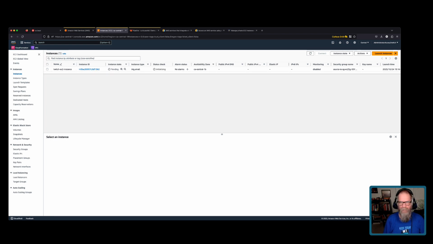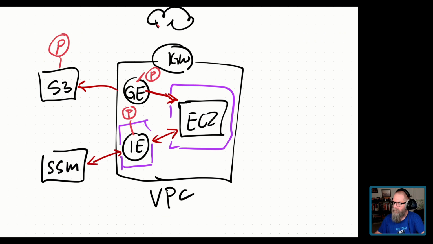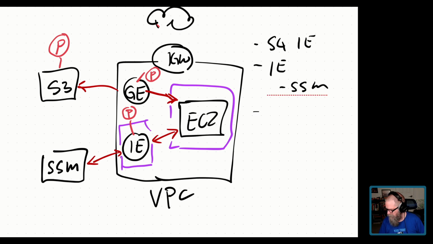Okay. So if I look at our diagram again here, I already forget what we have to deal with. So let's go back over here. If we think about a list of work items, we need an SG for our interface endpoint. We need the interface endpoint, and we're going to create one for SSM. And then we need to figure out a way to test this. The first thing we've done already, because we've got our security group for our interface endpoint already. That was easy because we did that last week. So why don't we create interface endpoints for the SSM service, and we'll go from there.